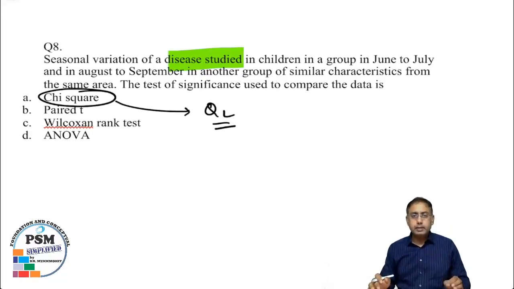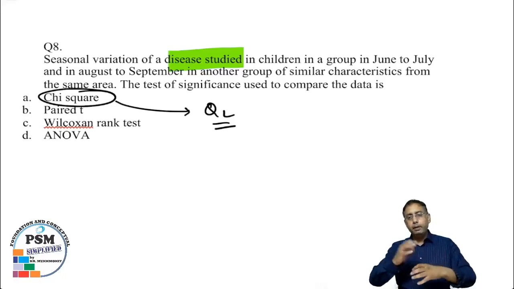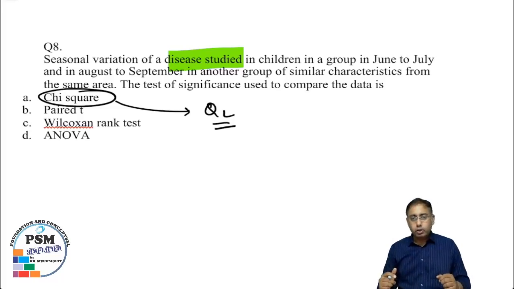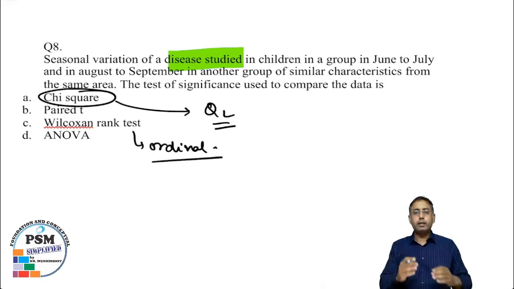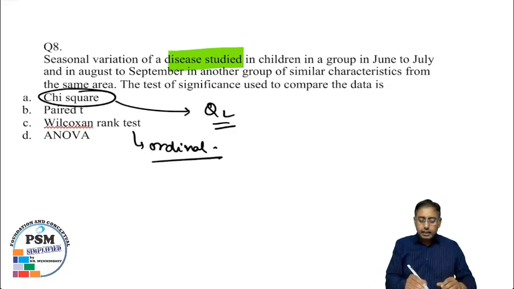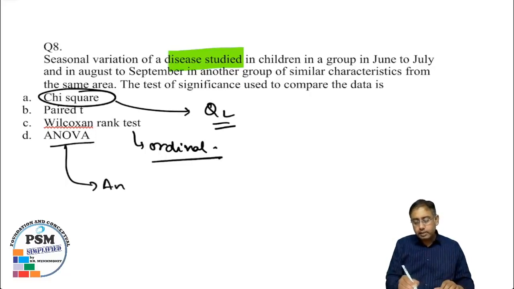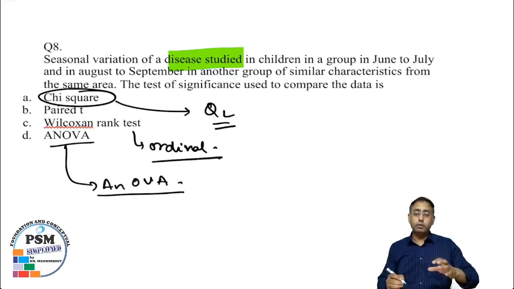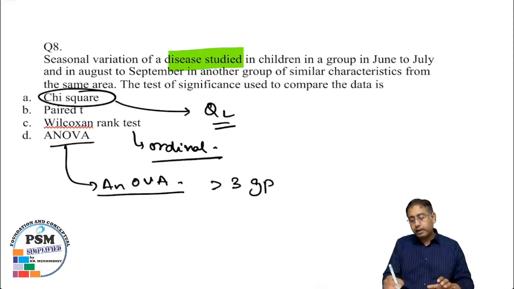Paired t-test is a test of significance which we use for quantitative data, where we do pre-post analysis, where you have a single group, you do before and you do after. Wilcoxon rank test, we do it for ordinal data, whenever the question is saying that we'll compare the mild, moderate, severe, hot, hotter, hottest climates and things like that. ANOVA, analysis of variance. ANOVA test is done for more than 3 groups, and it is done for quantitative data.